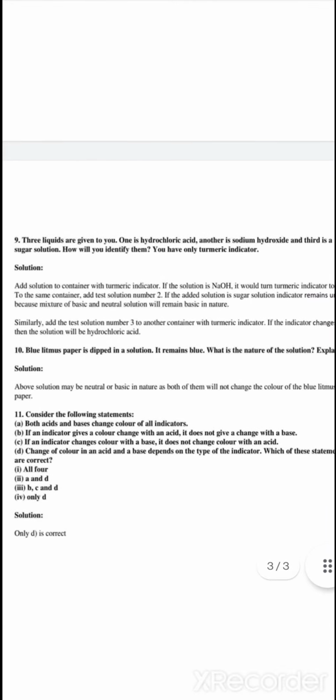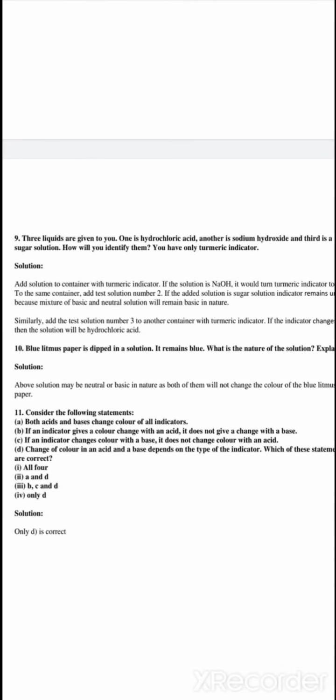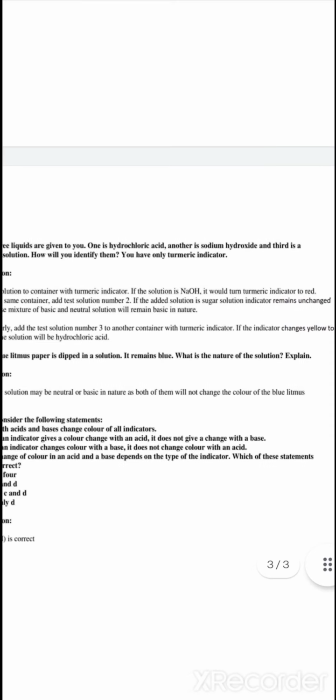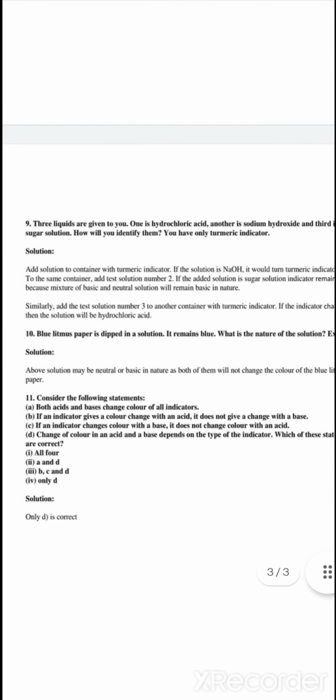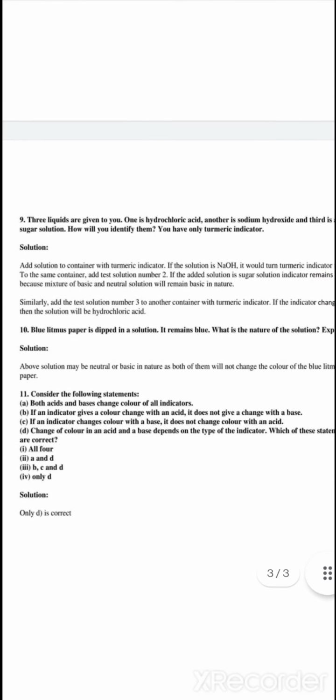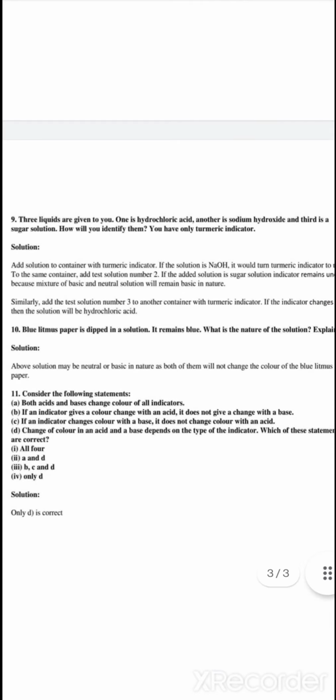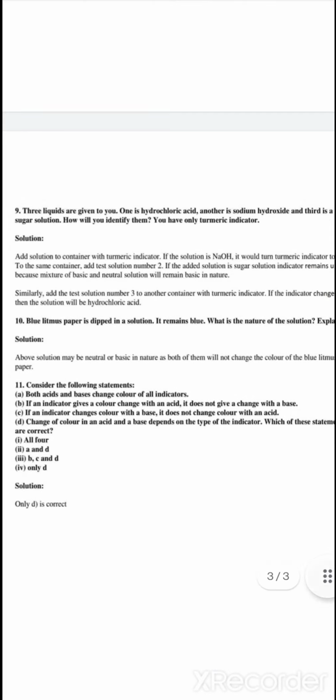Now question 9, 3 liquids are given to you. One is hydrochloric acid, another is sodium hydroxide, and third is sugar solution. So how will you identify them? But here you have only turmeric indicator. Only the turmeric indicator you have to use. So first of all, one is acid, one is base, and one is neutral only.